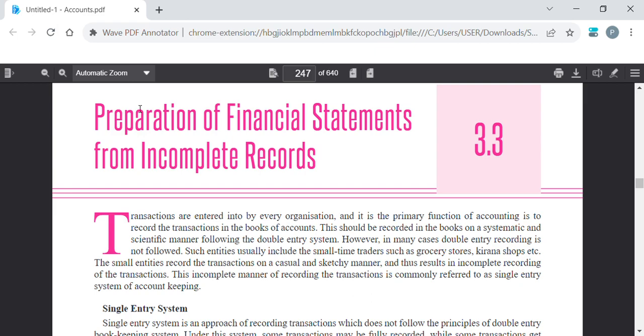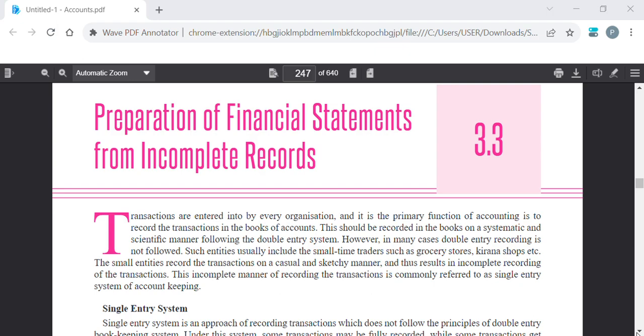Today we will be recording a video lecture on preparation of financial statements from incomplete records. Let us begin with an example. Incomplete records means single entry. We are recording only one aspect of a transaction.